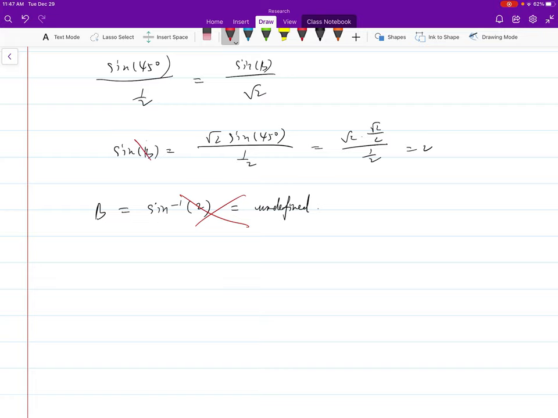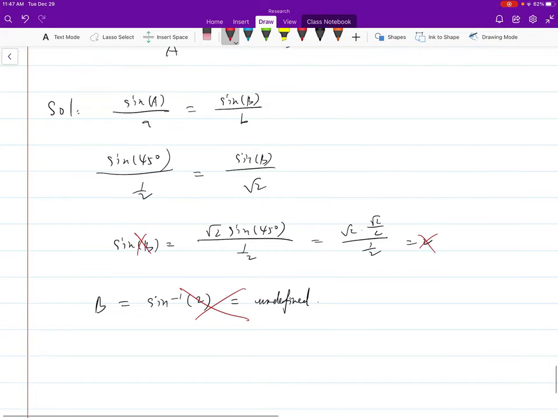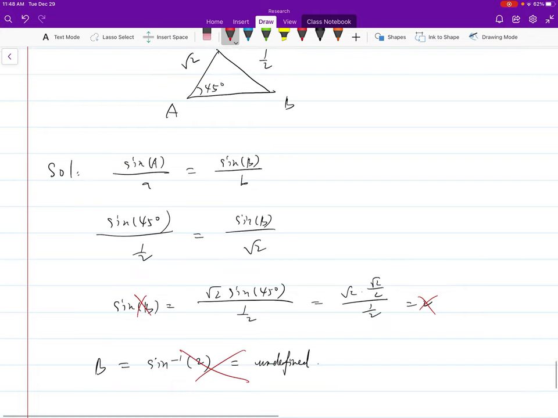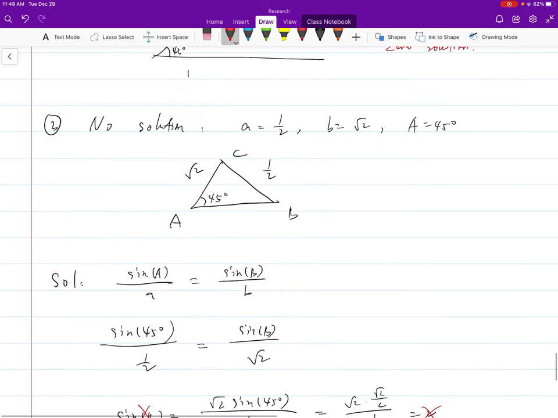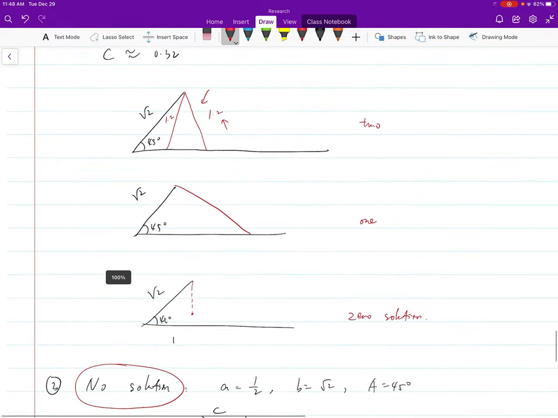This is not possible. And because this is not possible, this equals 2. Therefore, there's no triangle satisfying the setup you just had. So no solution.